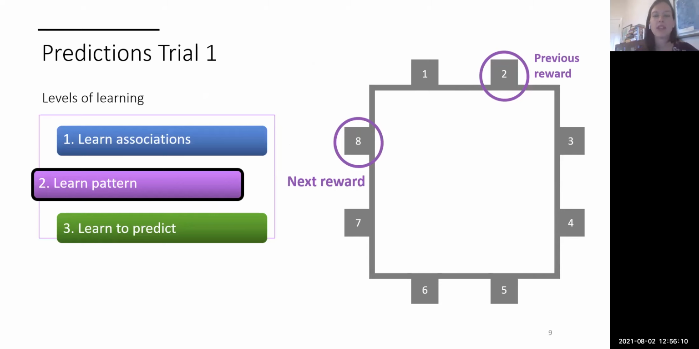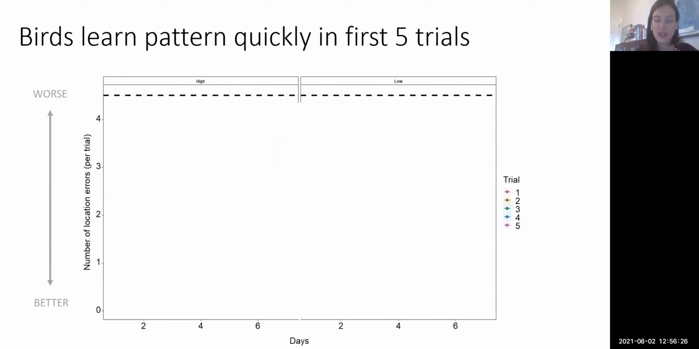So if the previous reward was number 2 and the next reward was number 8, we would expect that birds would first go to number 2 and then go to the correct rewarding feeder. So they would probably make the first error, not make that switch, but they would then immediately know where to go next.